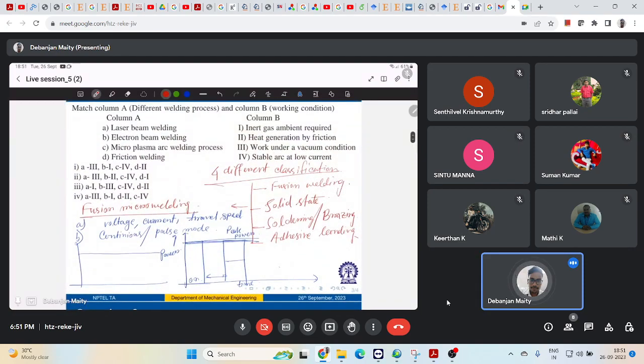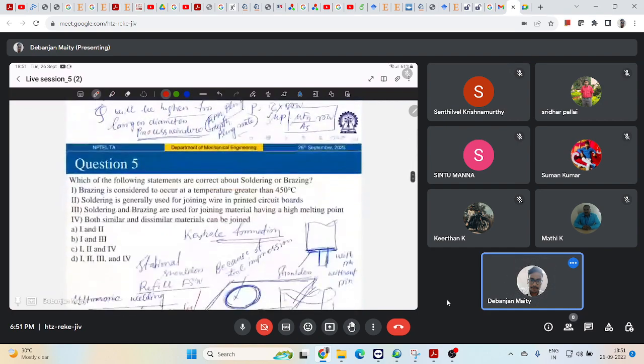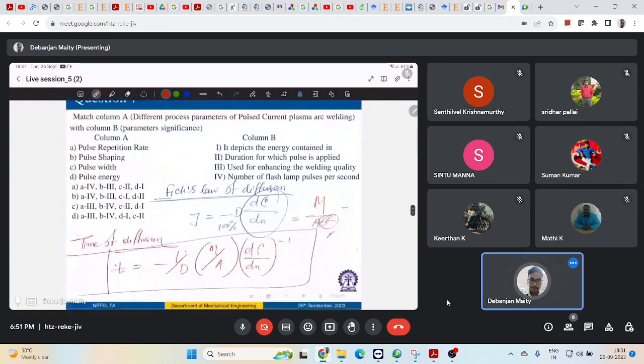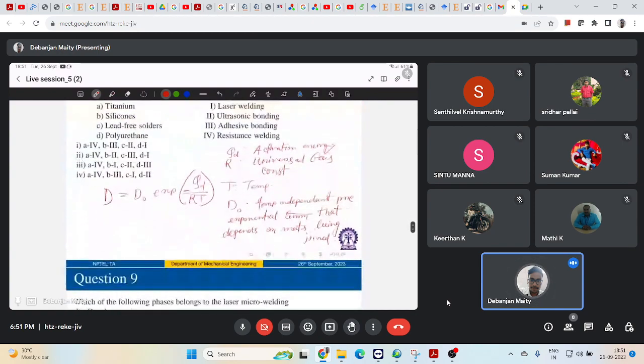We talked about fusion. We have talked about solid state now. Then we'll come to soldering or brazing. I'll come to the question parts finally at the end of the discussions, so that I can discuss everything all at a go, and then you can go through the answers.